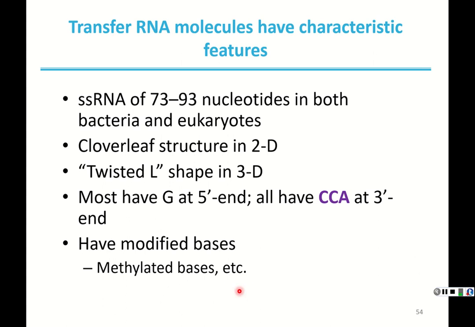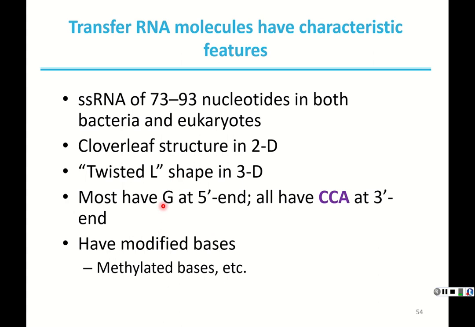Okay, so single-stranded RNA of about 73 to 93 nucleotides in both bacteria and in eukaryotes. So these transfer RNAs are single-stranded, and they're made up of between 73 and 93 nucleotides. They have that clover leaf or cruciform or T-shape to them in 2 dimensions. And in 3 dimensions, it makes what's referred to as kind of a twisted L shape.